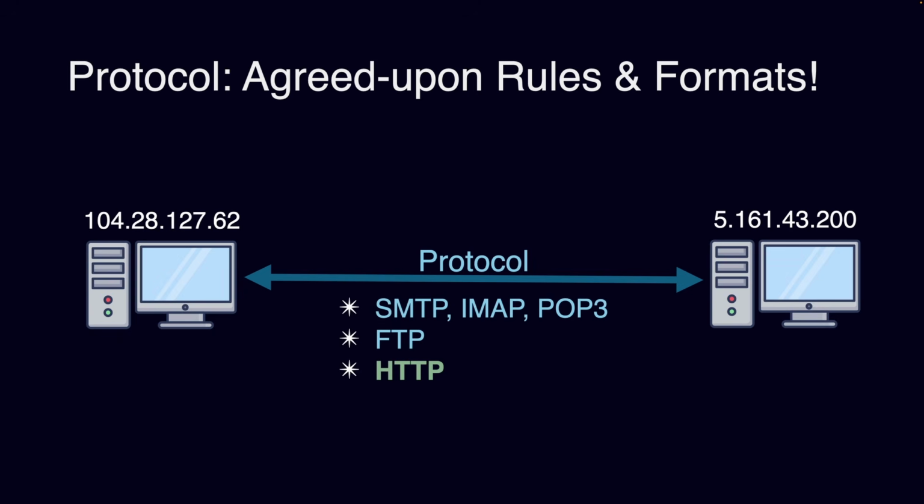Here are some examples. SMTP, IMAP, POP3. If you have ever set up your email manually, you have seen these terms. These are the protocols that computers use when they want to send and receive emails. Next we have FTP, which stands for File Transfer Protocol. So when two computers want to send files over to one another, they will use this protocol so that they can send a file from this computer to the other one.